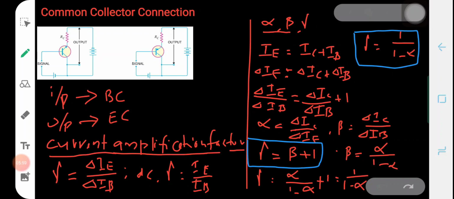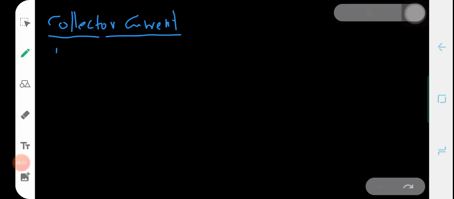So remember these two expressions. Now the expression for the collector current can be obtained as IC is equal to alpha IE plus ICBO. But IE, we know that IE is equal to IC plus IB.